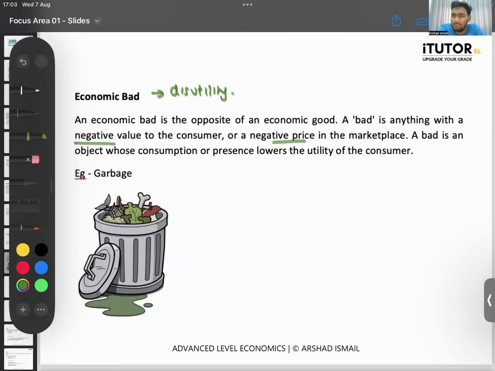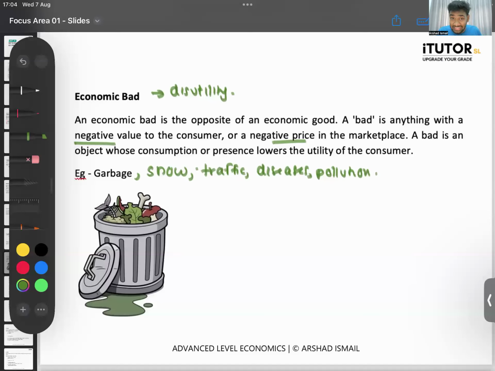What are economic bads? Okay, garbage, yes. You will pay money to get rid of it. Apart from that, maybe snow, not in Sri Lanka, but in foreign countries where it snows, snowing is annoying. To clear the roads and all, they'll pay money to get rid of it. Maybe you can even take traffic. You can take diseases. What else? You can take any pollution. So these are all economic bads.